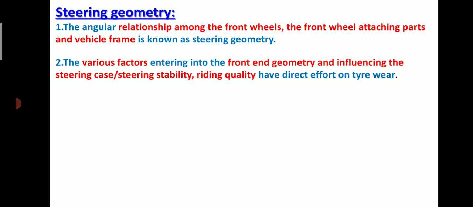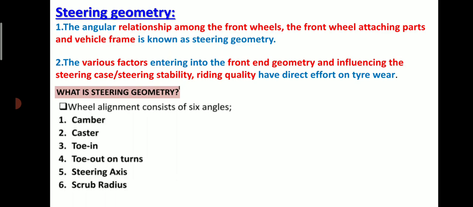What is steering geometry? The angular relationship among the front wheels, the front wheel attaching parts, and the vehicle frame is known as steering geometry. The various factors entering into the front end geometry and influencing the steering ease, steering stability, and riding quality have a direct effect on tire wear. That's why in steering geometry we will learn about camber, caster, toe in, toe out, steering axis, scrub radius.